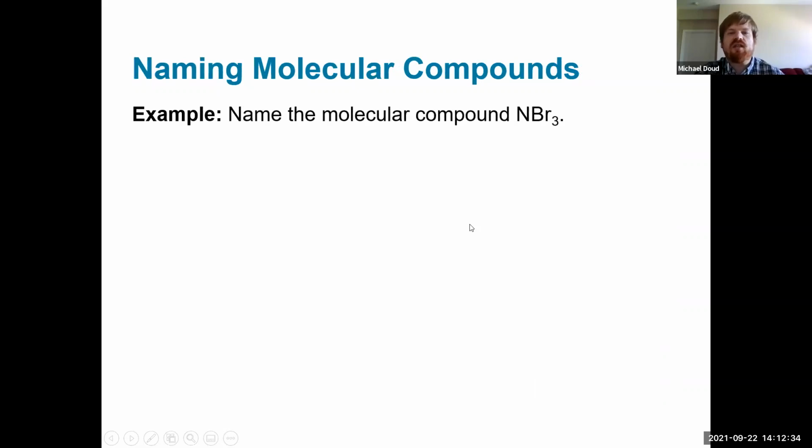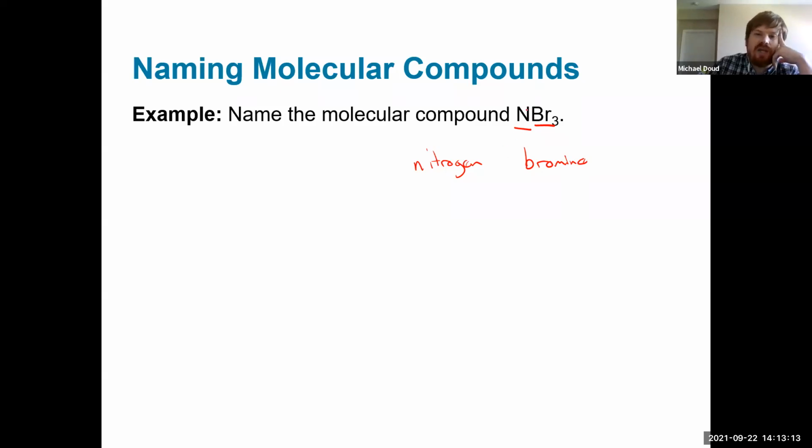Okay, so let's go ahead and do an example here. Let's name the molecular compound NBr3. First off, let's pretend that we don't know if it's molecular or not. So how would we be able to recognize that this is a molecular compound? Well, the big difference is here, identify the types of elements that you have. You have N and Br. N is nitrogen, and that's a nonmetal. Br, well, that's bromine, and that's also a nonmetal. So since we have 2 nonmetals combined, that means that we have a molecular compound.